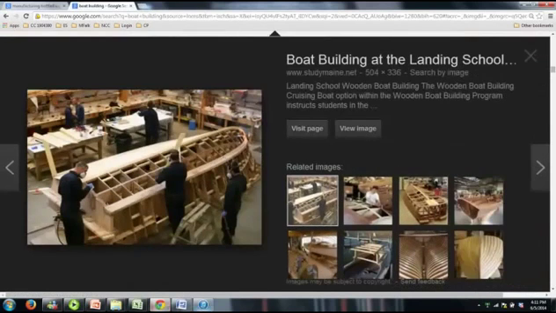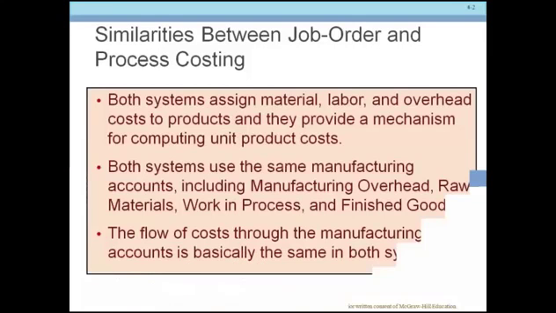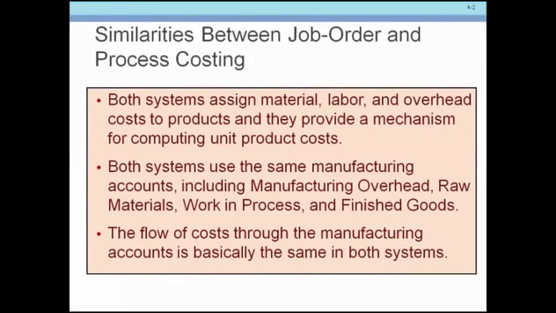Hopefully the pictures will help you remember things. So let's talk about process costing and compare it first to job order costing. Obviously both systems assign material, labor, and overhead to product, and they provide a mechanism for computing the cost per unit of product.